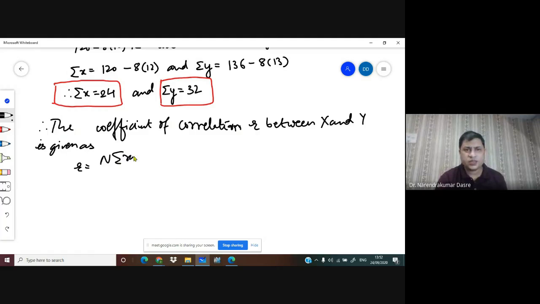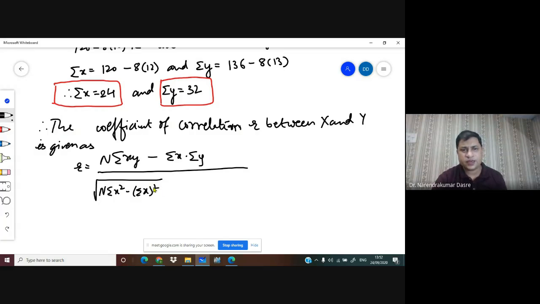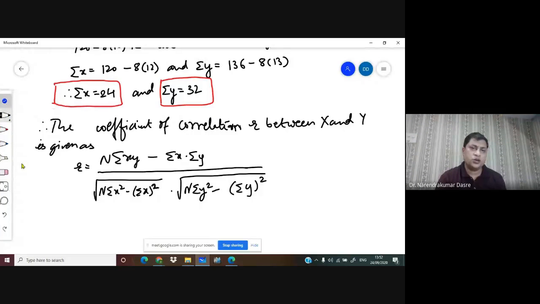You will be having n times summation xy minus summation x into summation y upon square root of n times summation x square minus summation x bracket square, into square root of n times summation y square minus summation y square. Okay, so put up these values.